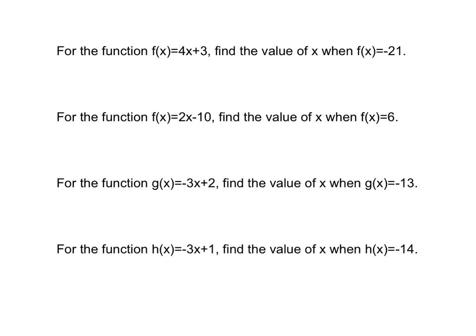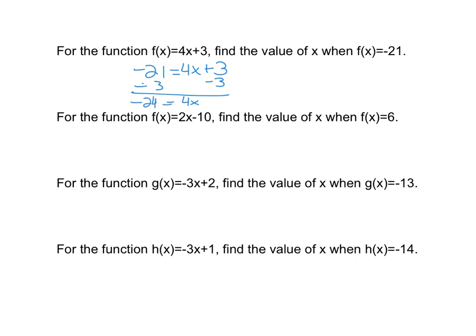So all we're going to do is come over here and substitute. F of x is negative 21. They didn't give us x, they gave us f of x. We're going to set that equal to 4x plus 3, and we're going to solve. This is two-step equation stuff. You became pros at this last year. So you're going to subtract 3 from both sides, and you're going to get 4x equals negative 24.